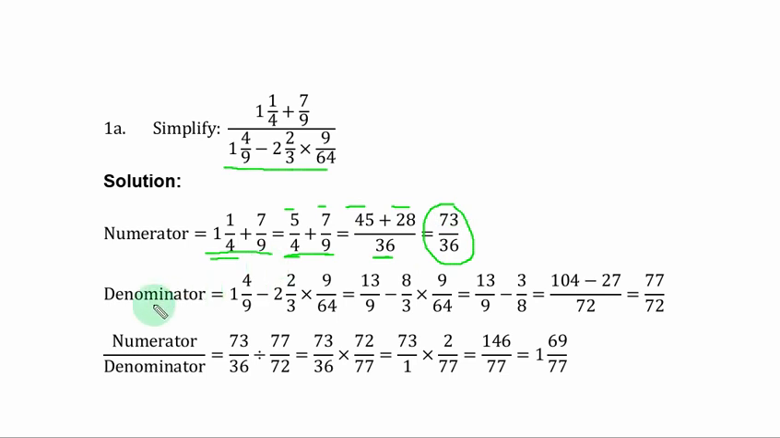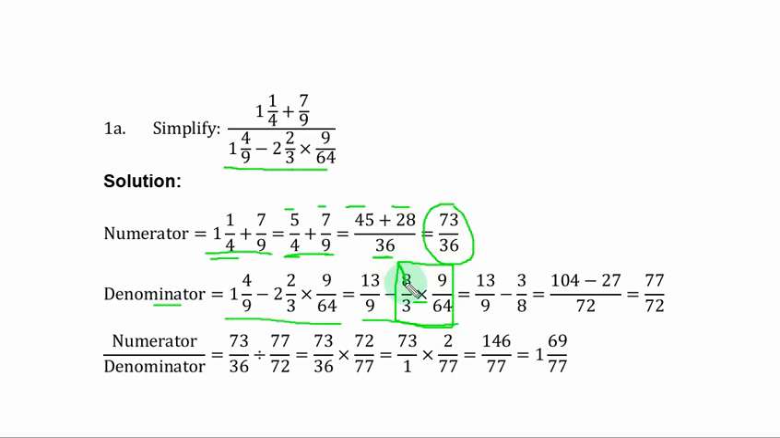You take the denominator, which is this. You change the mixed fractions to improper fractions, and you have this result. Before subtraction, you need to multiply, following the rule of BODMAS. So you are simplifying these two fractions under multiplication.